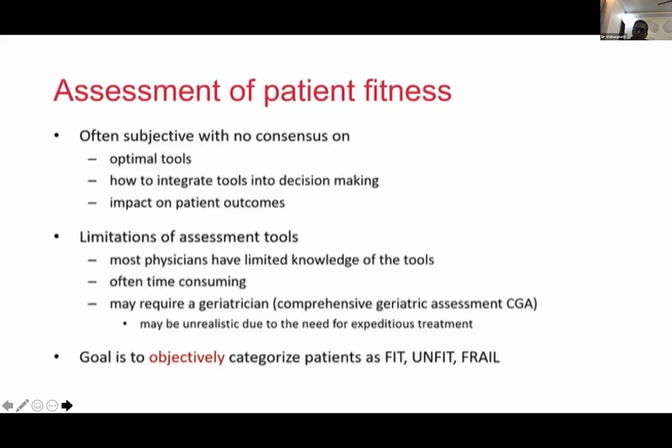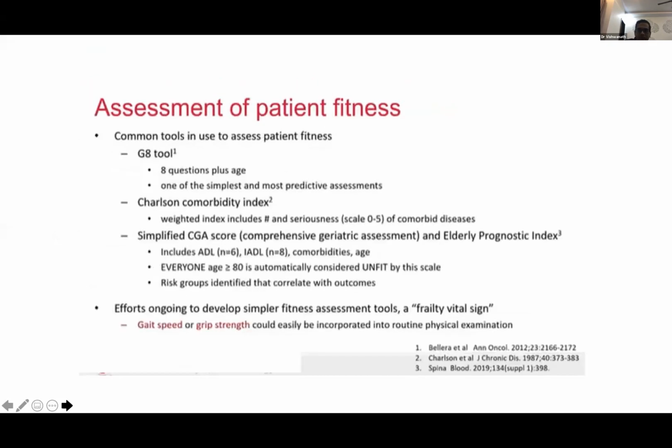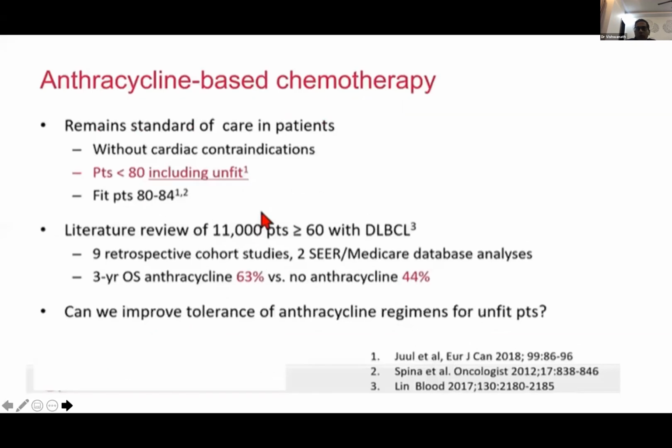There are a lot of tools like the comprehensive geriatric assessment and the Charlson comorbidity index, and which tool to adopt may be unrealistic in patients like lymphoma, where we want to start treatment as soon as possible. So the goal is to objectively categorize patients into fit, unfit, and frail. Of course, there are tools: the G8 tool, the Charlson comorbidity index, the comprehensive geriatric assessment score. All these are there, but which one to adopt is always a consensus issue.